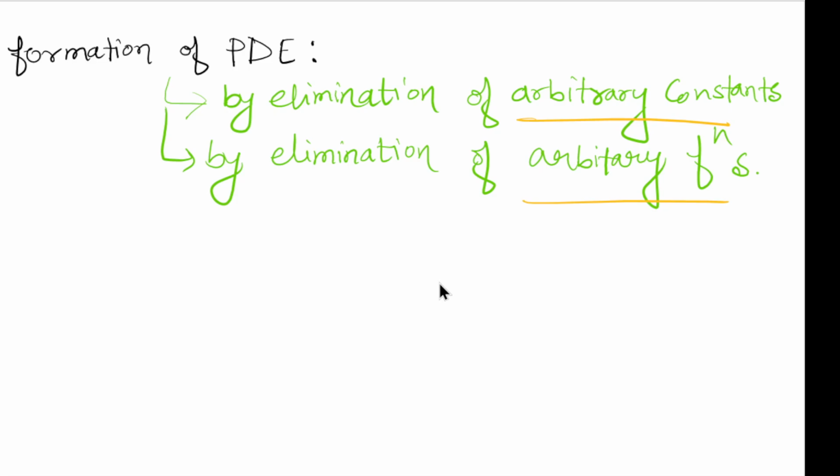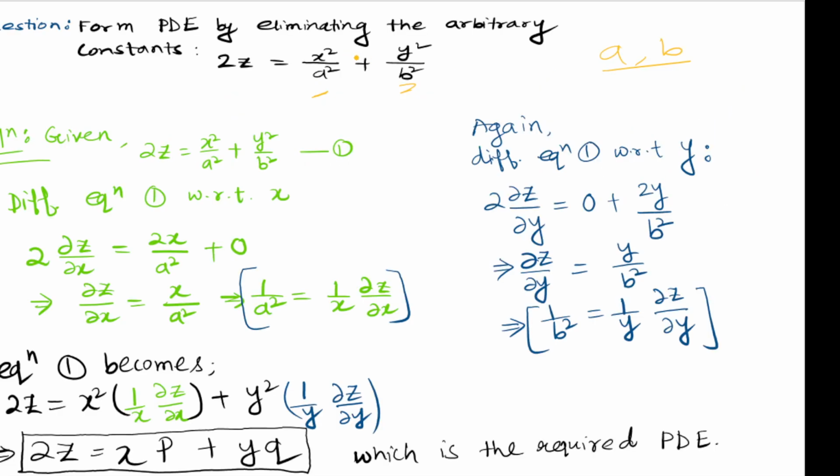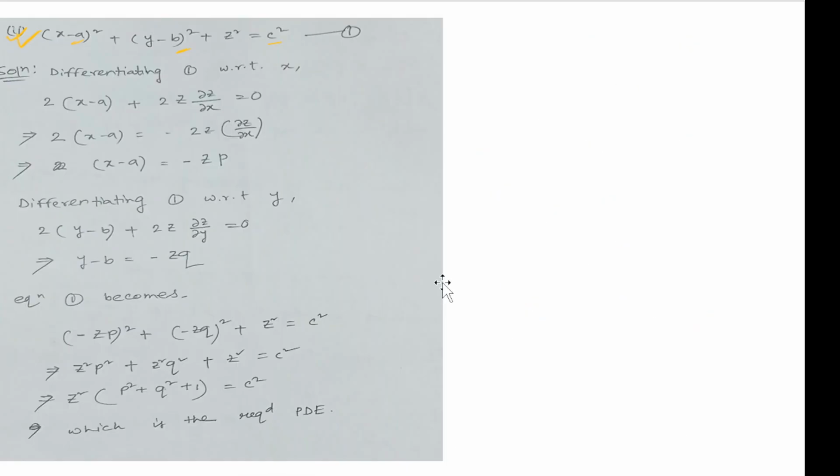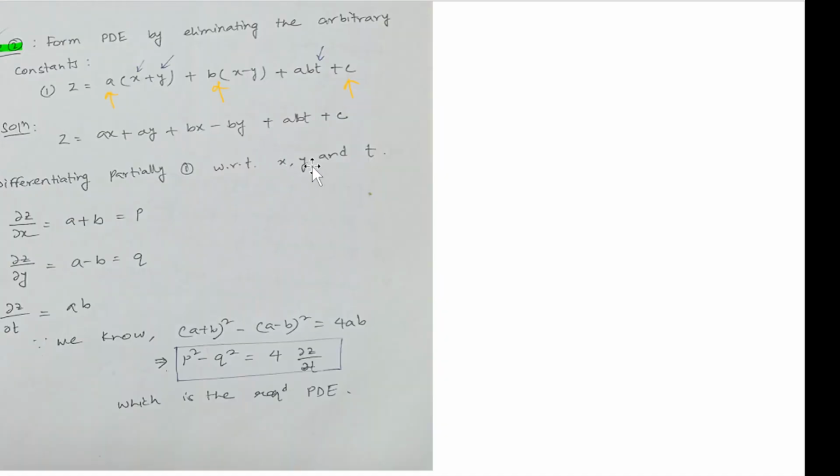See, in this problem, the question asks you to form a partial differential equation by the elimination of the arbitrary constants, where you have an equation that says 2z equals x square by a square plus y square by b square. In this equation, a and b are your arbitrary constants. In this equation you have a, b and c as your arbitrary constants, and in this equation you have a, b and c as your arbitrary constants.